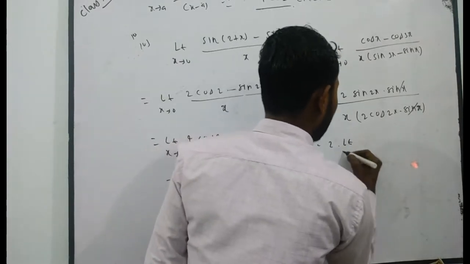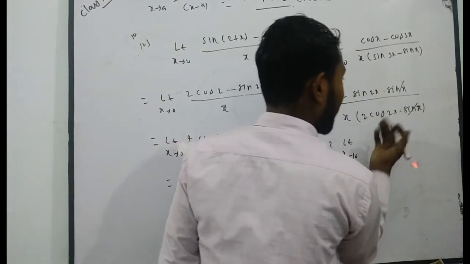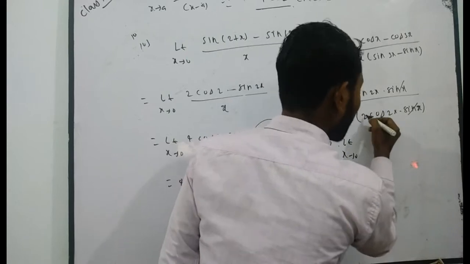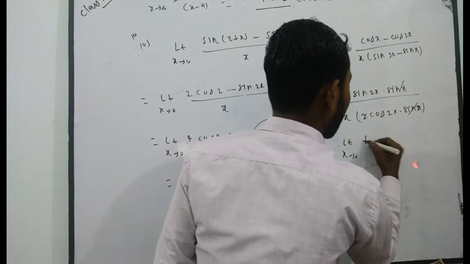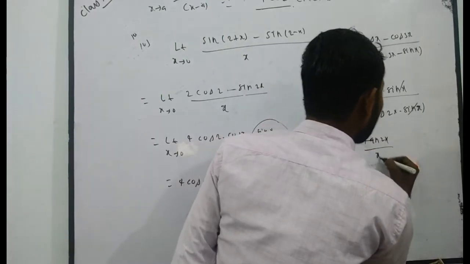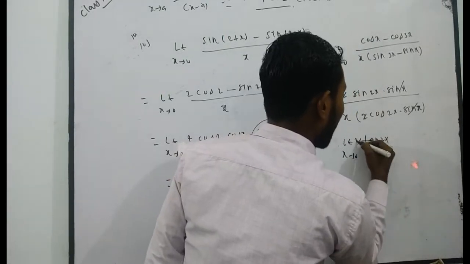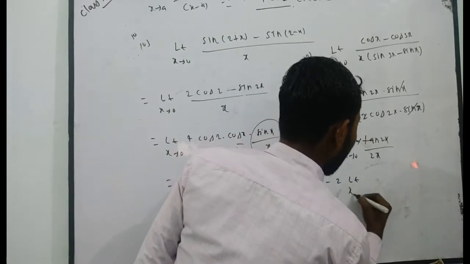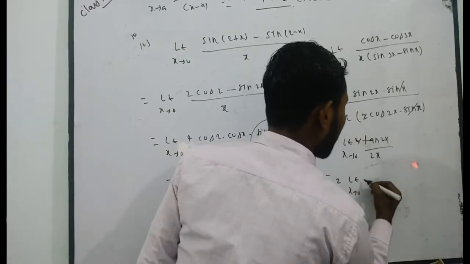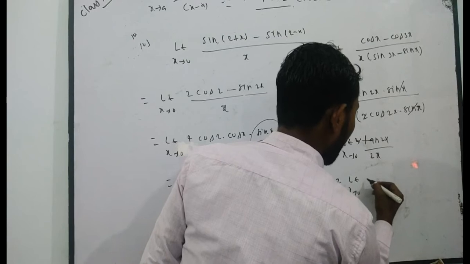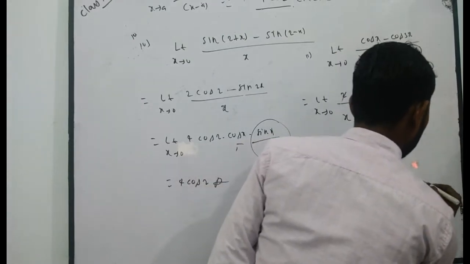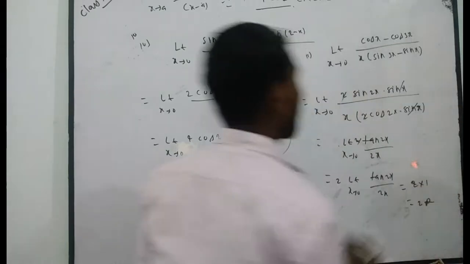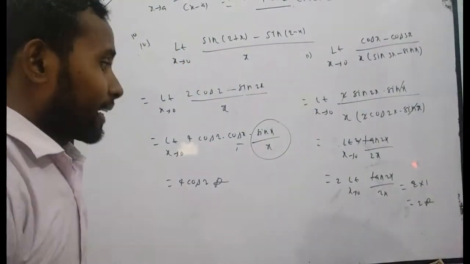Finally you get 2 times limit x tends to 0, sin 2x by cos 2x, tan 2x. Sorry, 2 and 2 also cancel. Finally you get sin 2x by cos 2x, that means tan 2x divided by x. If you multiply numerator and denominator by 2, what do you get? 2 times limit x tends to 0, tan 2x by 2x. Simply tan 2x by 2x goes to 1, which will be 2 into 1, that will be 2, which is the required answer of this question.